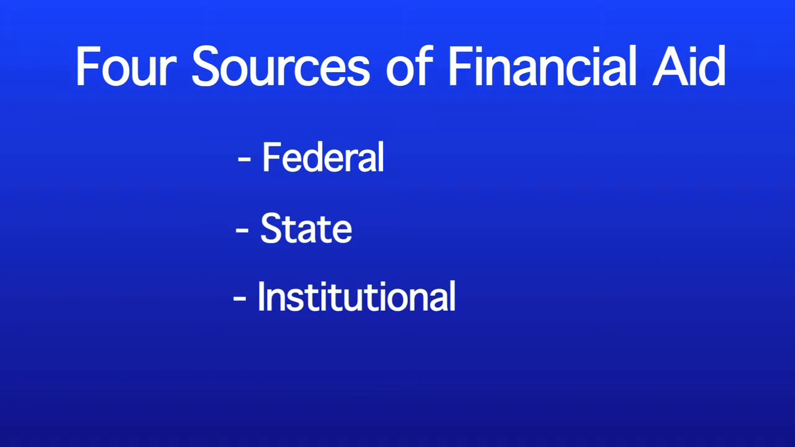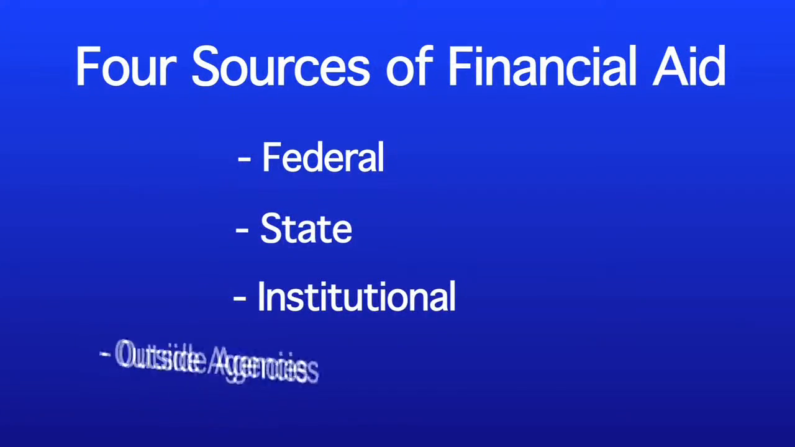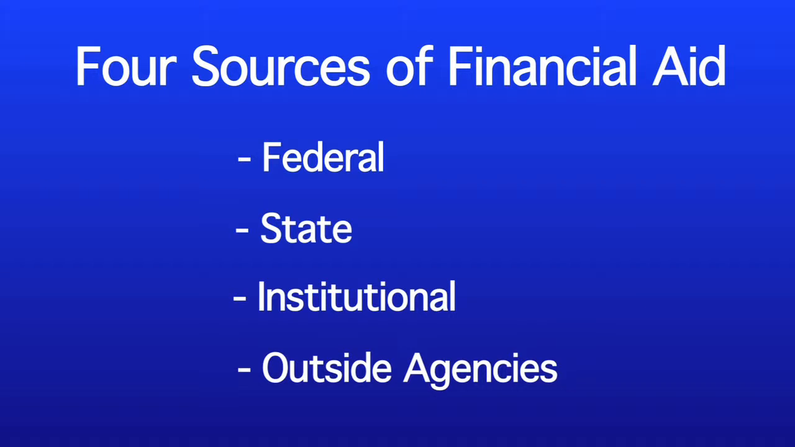Third source of aid is institutional aid, aid from the college itself. You're going to check with each college for special forms, like something called the profile form, and we'll talk about that. And the fourth source would be what we call outside agencies, places like the Scholarship Foundation and other scholarships you can turn up on the internet and at this high school.